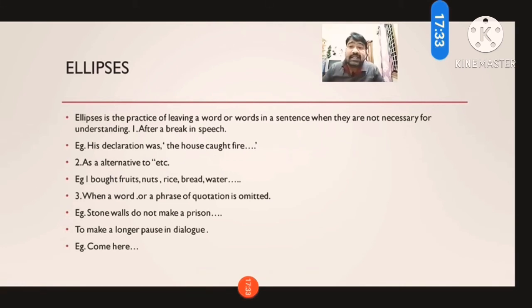We usually see in the text dots after the sentence. Okay, let us see the example first. Example: his declaration was the house caught fire... These are the ellipses. It can also be used as an alternative to the word etc.